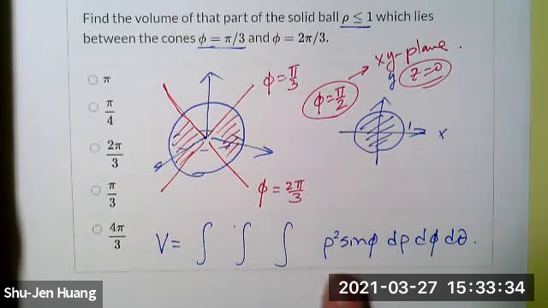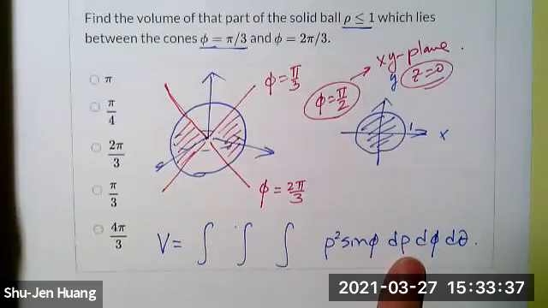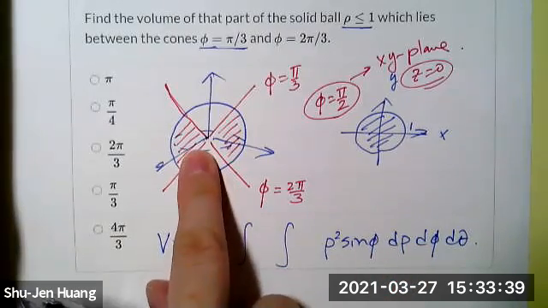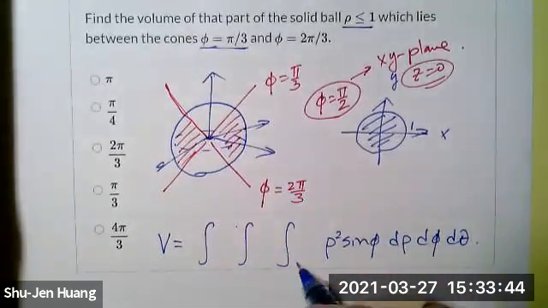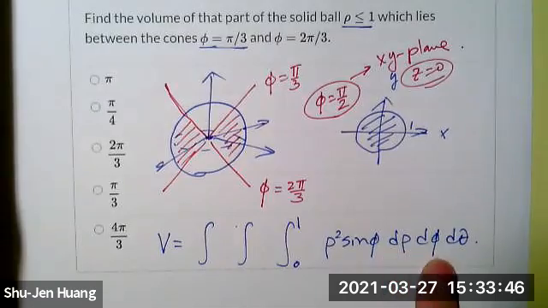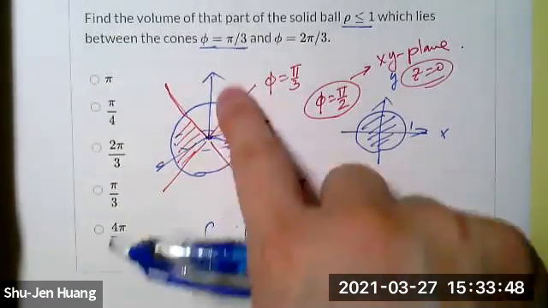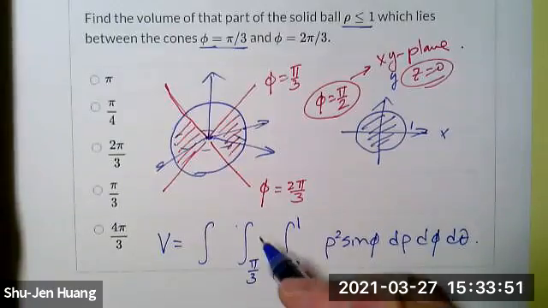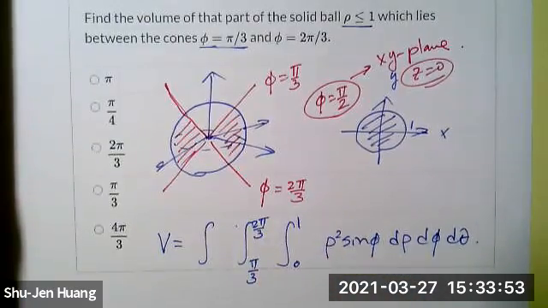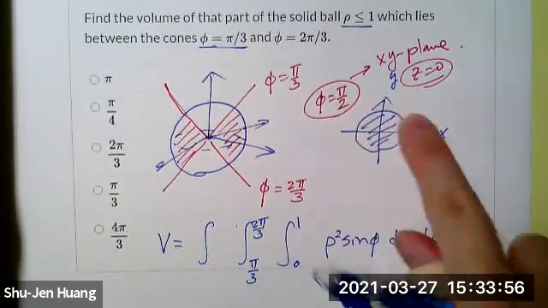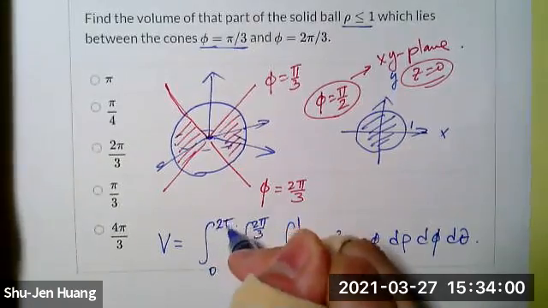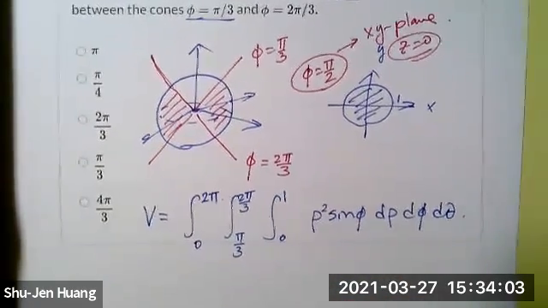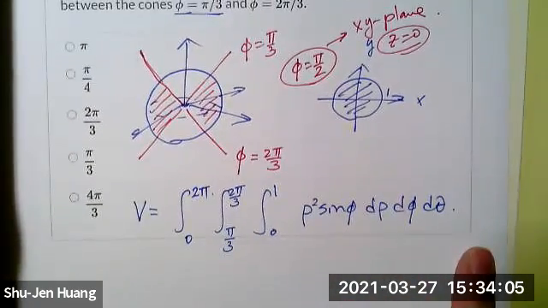So now we need to set up the integral here because it's inside the sphere. So rho, as you can see, when you draw a ray here, is from 0 to 1. And the angle phi, as you can see, is between two cones. So it's from pi over 3 to 2 pi over 3. And for theta, you look at the projection on the xy plane, which gives us the bounds for theta, from 0 to 2 pi. Is that good? Okay, so this is how we set up the volume for the solid we have here.